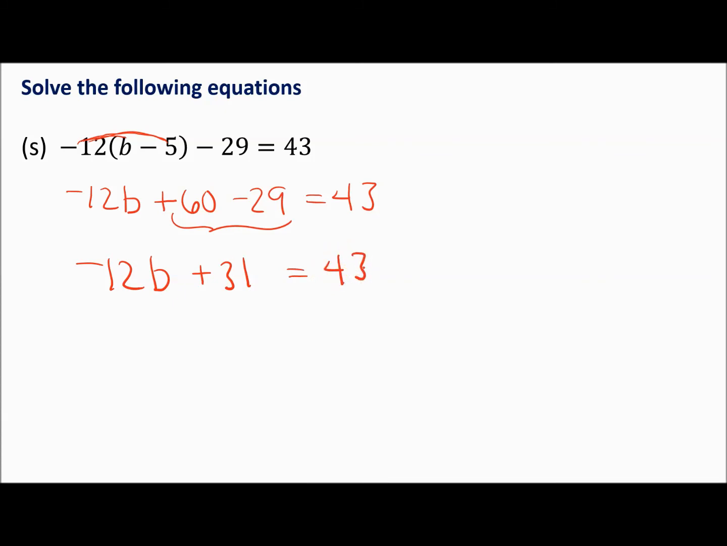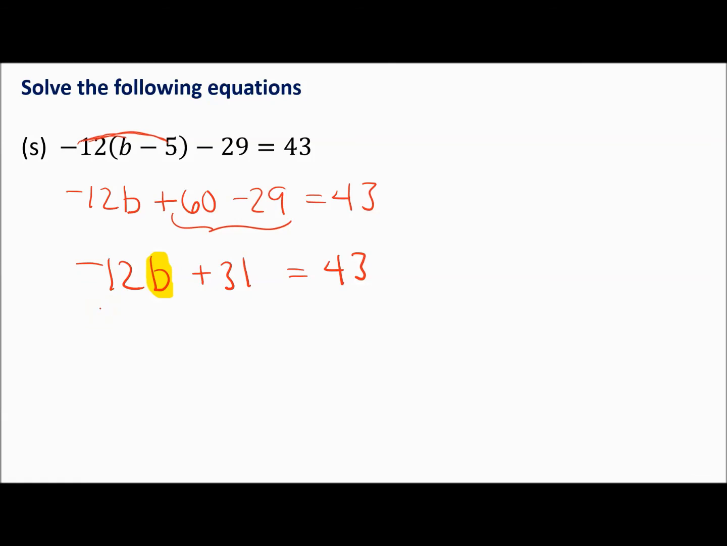Okay, now this is what we call a two-step problem. And we actually have not learned this yet, so this is kind of a prequel to the next section. But let's go ahead and talk about it. You're trying to isolate this b right here, right? I'm trying to get that b by itself. Well, to do that, I must remove this 31 and remove this negative 12. The true question is, which one do I do first?